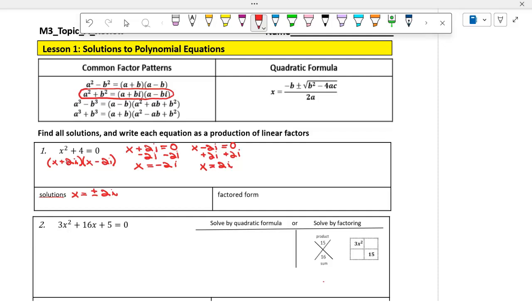Okay, in factored form, we want these things to be linear factors, and both of these are linear factors because the biggest exponent on them is a 1. Okay, so in factored form, that's simply going to be x plus 2i times x minus 2i.